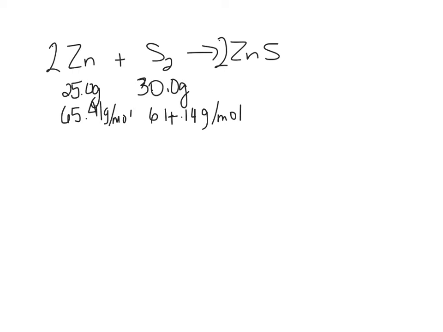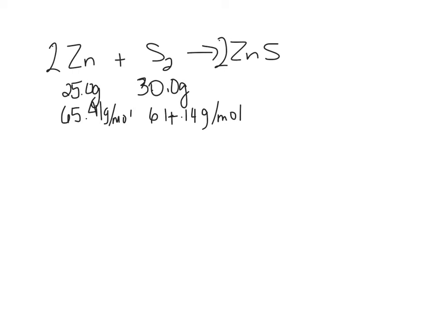initial amounts for both. Have you figured out which one is your limiting reagent? Yeah. Which one was it? Zinc. So all of zinc got used up. Some of the sulfur did, but not all of it. So in order to figure this out, you've got to figure out how much sulfur got used up by that amount of zinc.